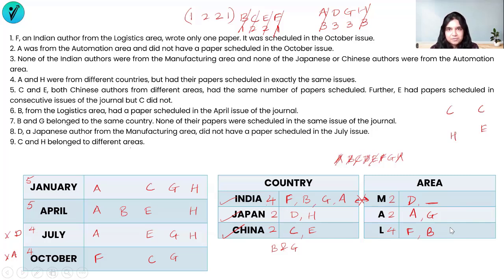So the only place left for C to be placed is going to be the manufacturing sector, which means C goes to the manufacturing area, and then H and E, since they do not belong to the area which C belongs to, the only other possibility left is logistics, because there have to be 4 people in this particular part. So E and H can be filled up in the logistics area. So now we have filled up the manufacturing, the automation, and the logistics area as well. The only thing remaining to fill up is this bit of the information.